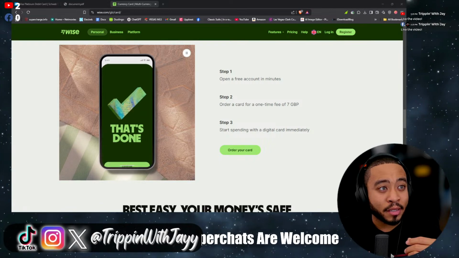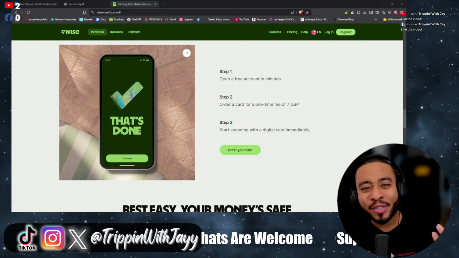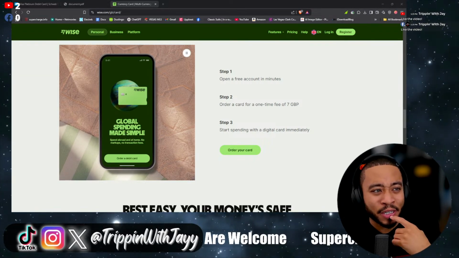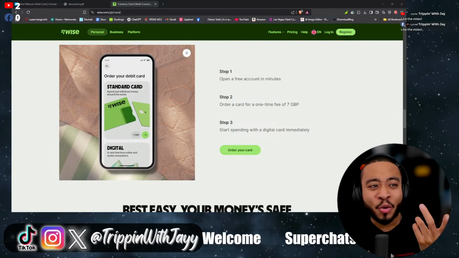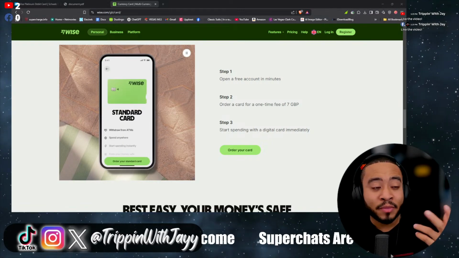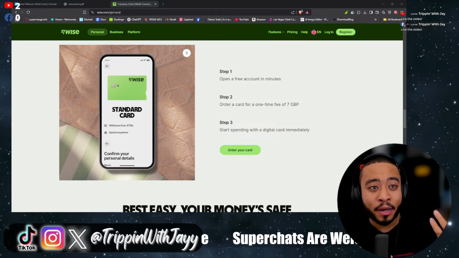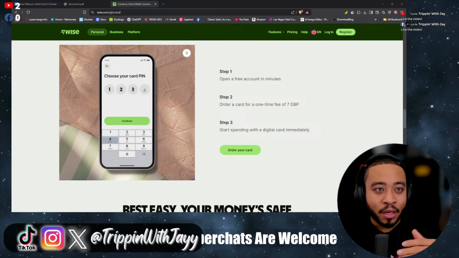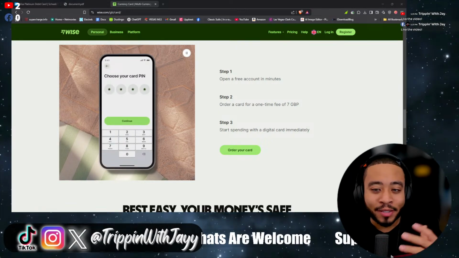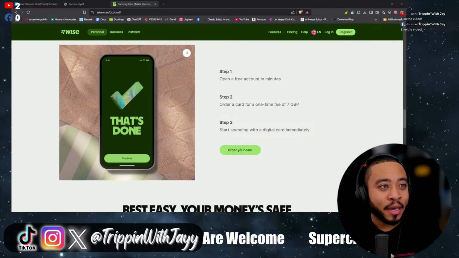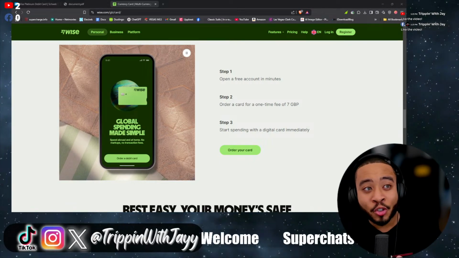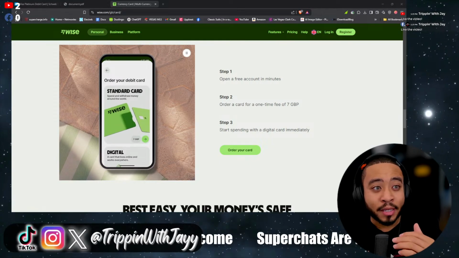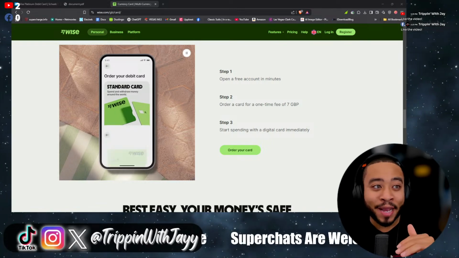The next is account setup and cost. If you're a U.S. citizen, just go with the Charles Schwab card. If you're a global person, like you're not a U.S. citizen, go with the Wise card. Simple, easy. And if you want to sign up for the Charles Schwab card, it is $0 to get the card and maintain the account.